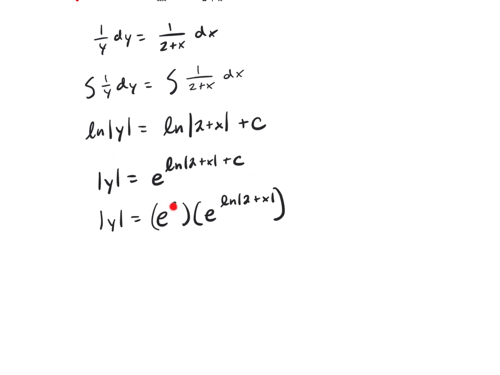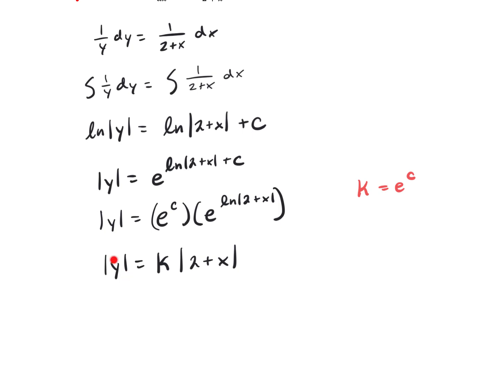Now, if c is a constant, then e to the power of c is also a constant. So I'm going to give it a new variable. I'm just going to call it k, just to help us simplify a little bit. So we get absolute value of y equals k, and then since we have base e and base e, this will just simplify to absolute value of 2 plus x.